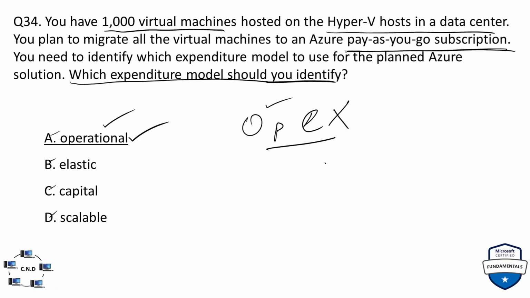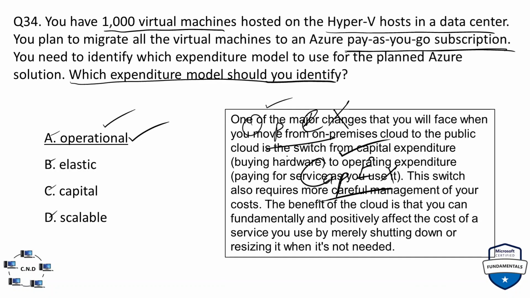There is no capex involved. Capex means the capital expenditure, which you pay upfront, such as for buying hardware or for constructing your own data center. That all involves upfront expenditure known as capex or capital expenditure. This is the definition. This is the explanation of this question.